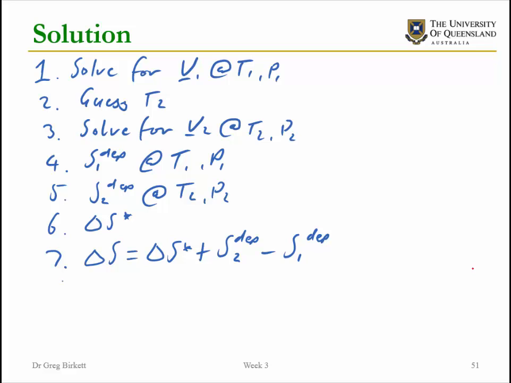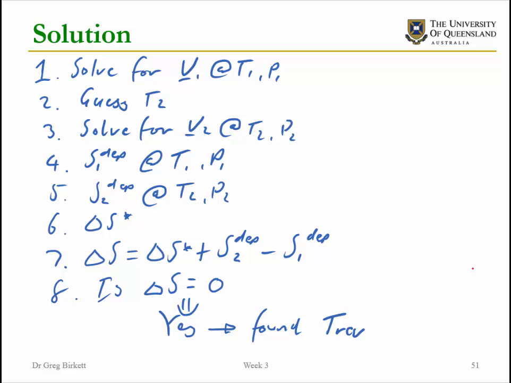Then my final step is to ask, is delta S equal to 0? If the answer is yes, then I've found the reversible outlet temperature. If the answer is no, then I go back and refine my guess. So you keep changing your guess or estimate for the outlet temperature until the change in entropy is equal to 0.